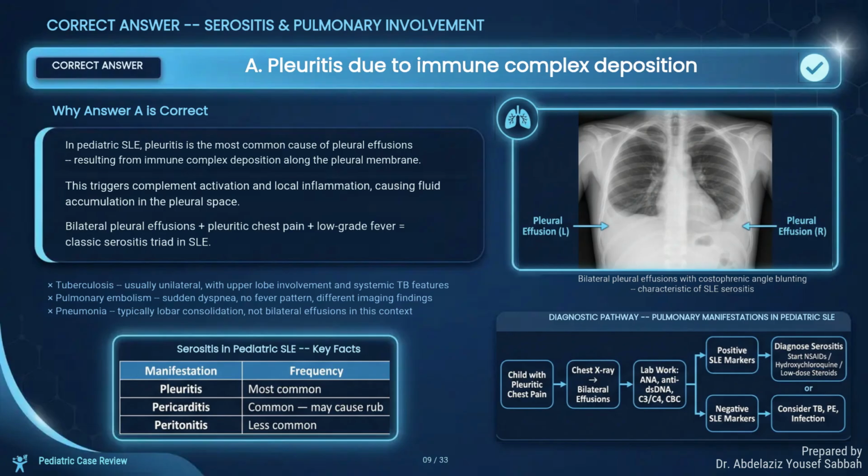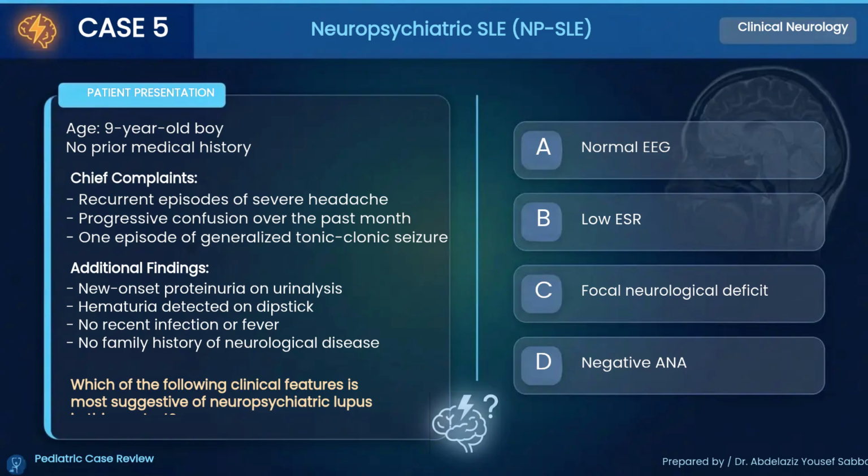Pulmonary embolism causes sudden breathlessness without fever, and bacterial pneumonia typically shows lobar consolidation rather than bilateral effusions. Case 5. A 9-year-old boy with no prior medical history presents with recurrent episodes of severe headache, progressive confusion over the past month, and one episode of generalized tonic-clonic seizure.